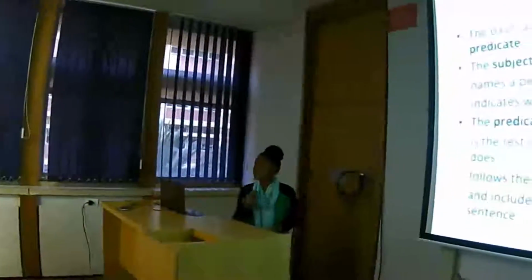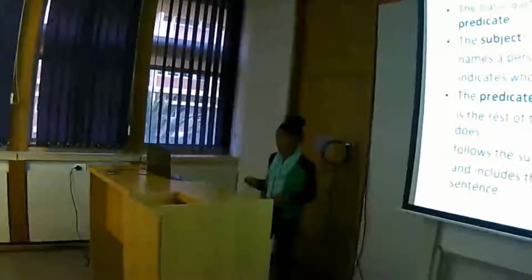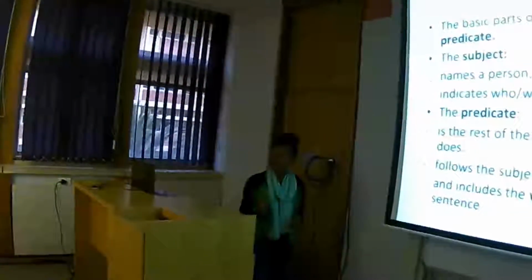Alright? So, the basic parts of the sentence are the subject and the predicate, right? Who can tell me what a subject is? Do we all know what a subject is? Subject is the main thing in a sentence. The main word in the sentence. Well done, Franz. For example, names of a person, place, or thing, okay? It indicates who or what the action or verb is about.